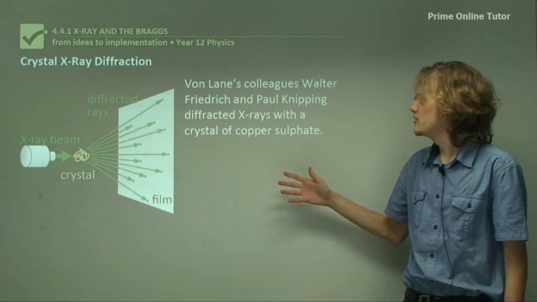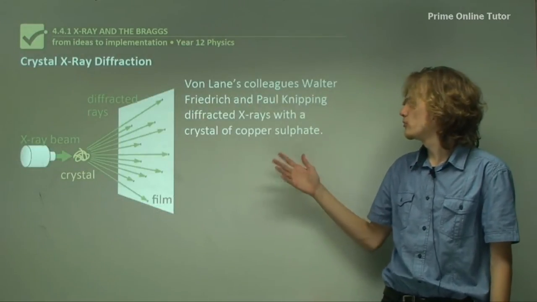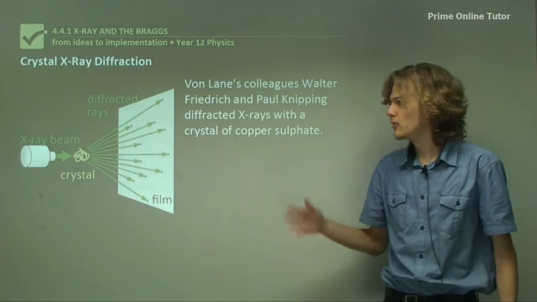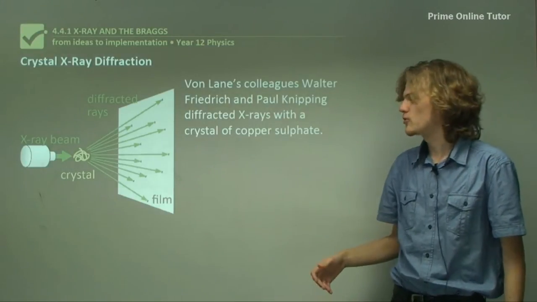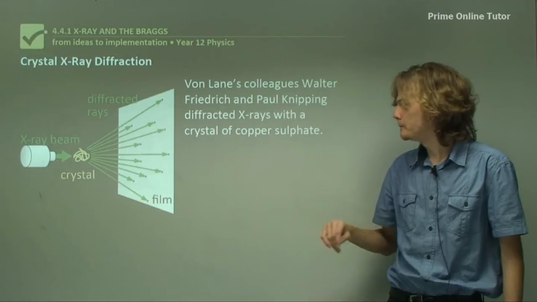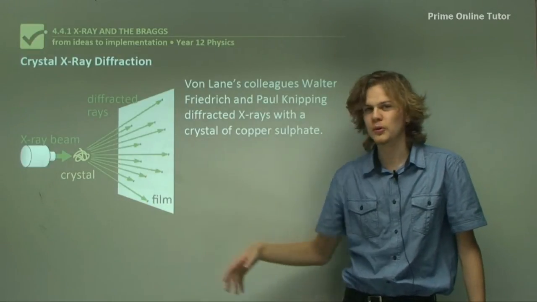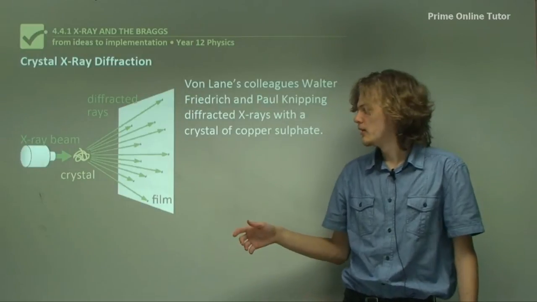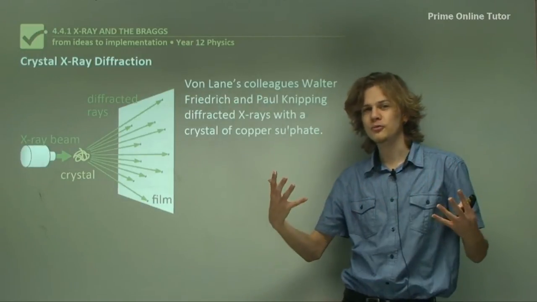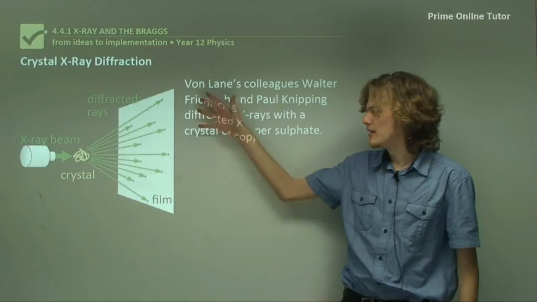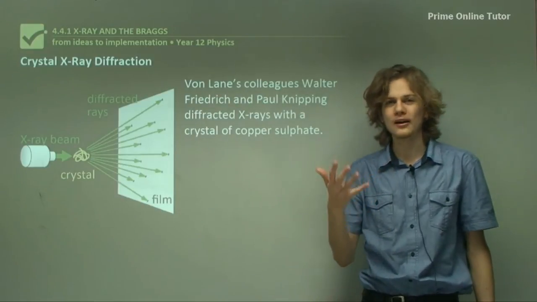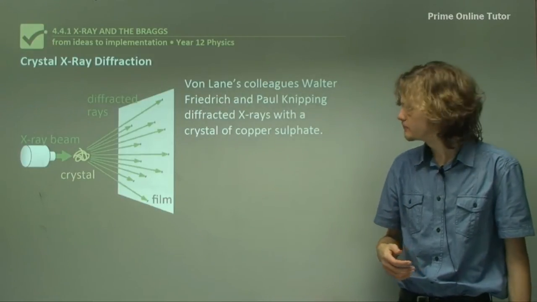So von Laue's colleagues, Walter Friedrich and Paul Knipping, diffracted X-rays with a little crystal in an experiment like this. The crystal was of copper sulfate, as we can see here. So they fired an X-ray beam at the little crystal, which is represented by that little yellow scribble in the middle, and the diffraction pattern sort of spread out from it, like a diffraction grating, and hit the film, where they were able to record exactly where the X-rays were going.